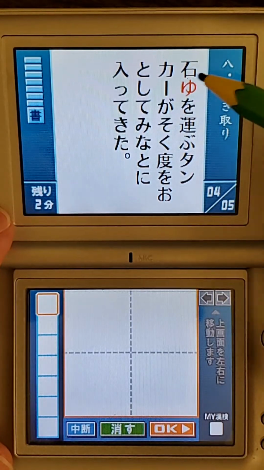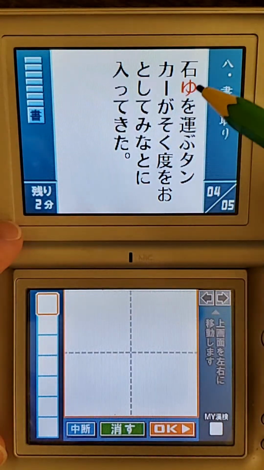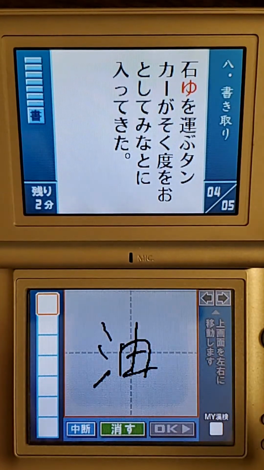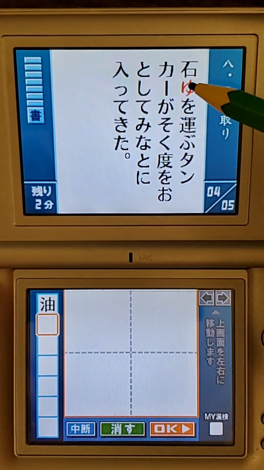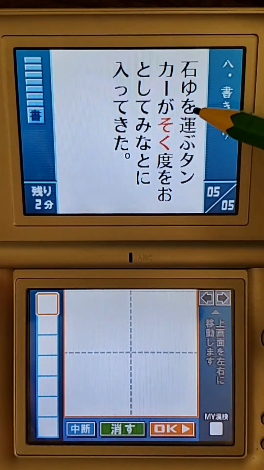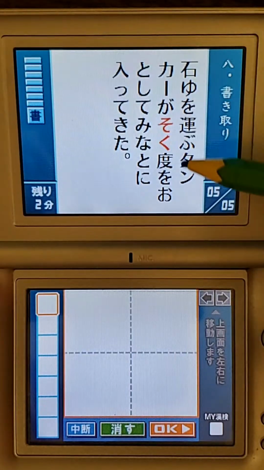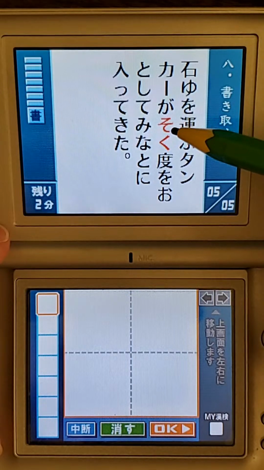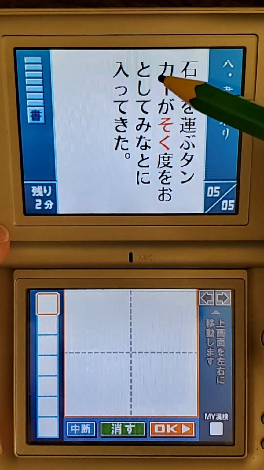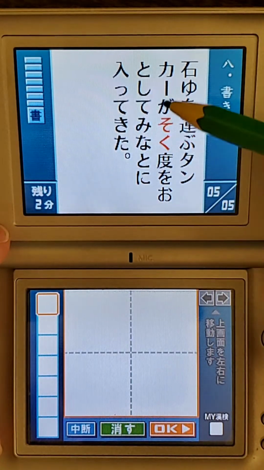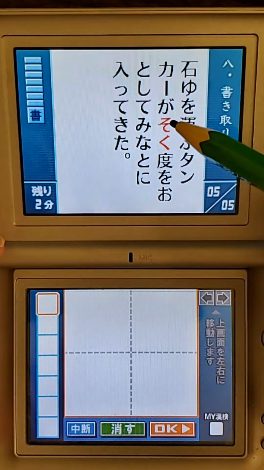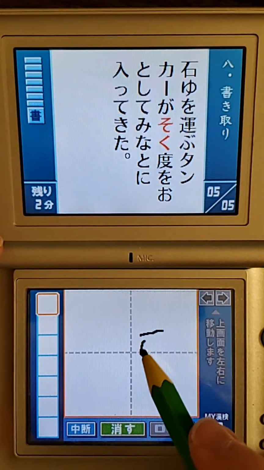So sekiyu is like petroleum, so rock and then oil. So we do sanzui for that's abura. So sekiyu o hakobu tanka. So the tanker, the truck carrying the oil or the petroleum, ga sokudo o otoshite minato ni haite kita. Otosu. So they decrease in the sokudo, which is the speed. So soku. So it's like kosoku.